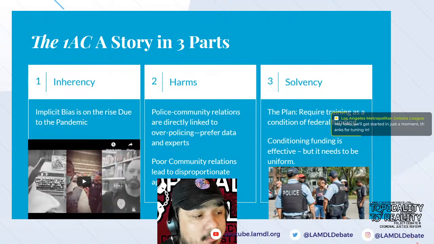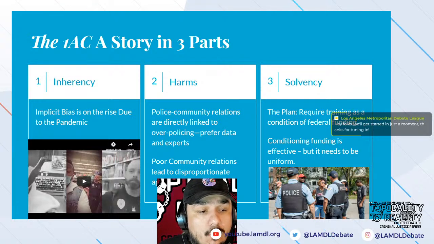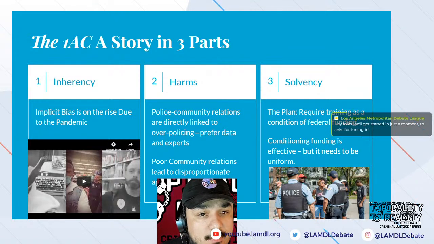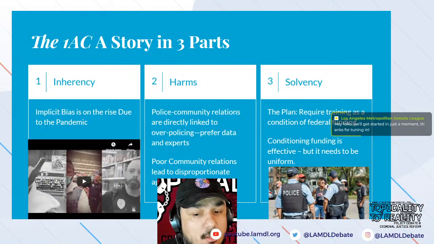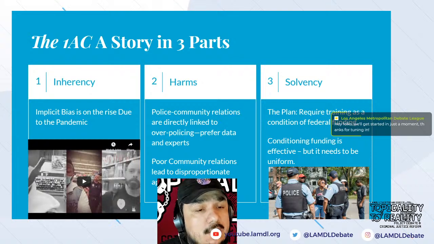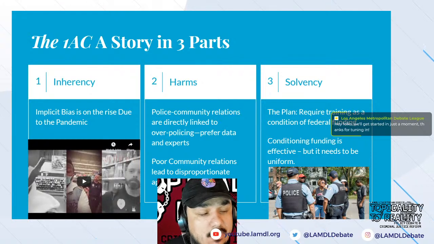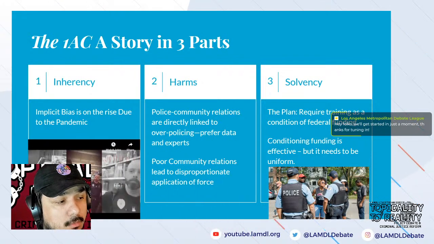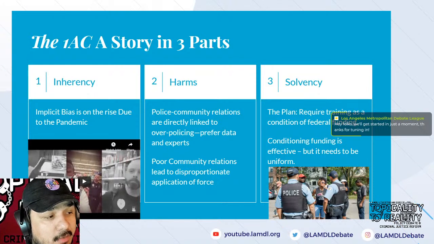So now that we've set the stage, right, we want to sort of dig a little bit deeper in that. The second part of the 1AC and the second part of the story is the harms. What does this do to our communities, and what does this do to people that have to interact with these police?